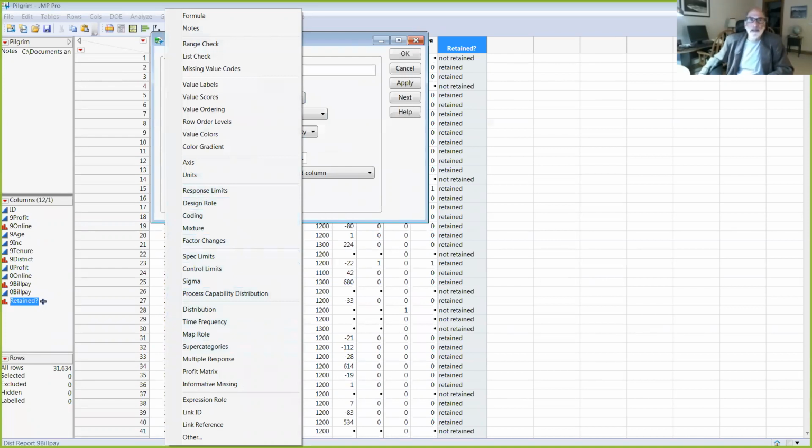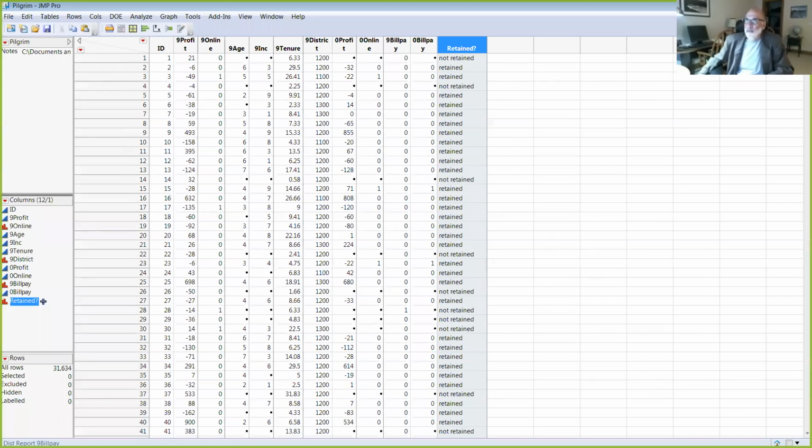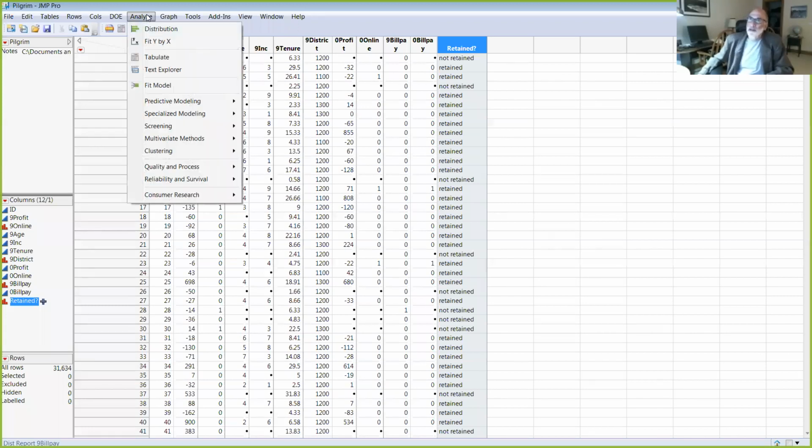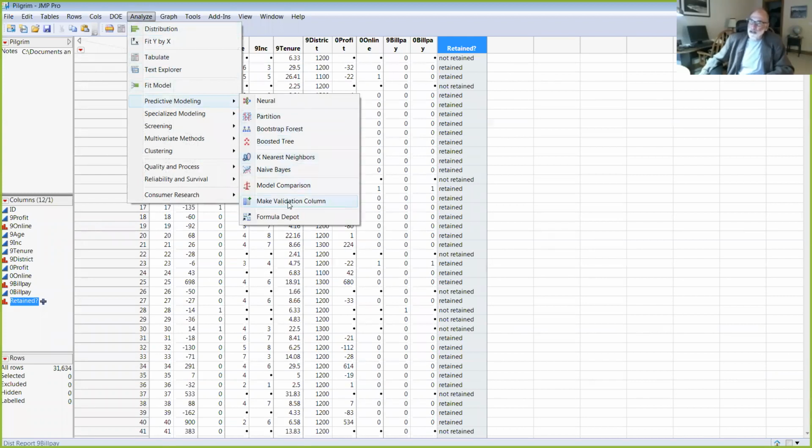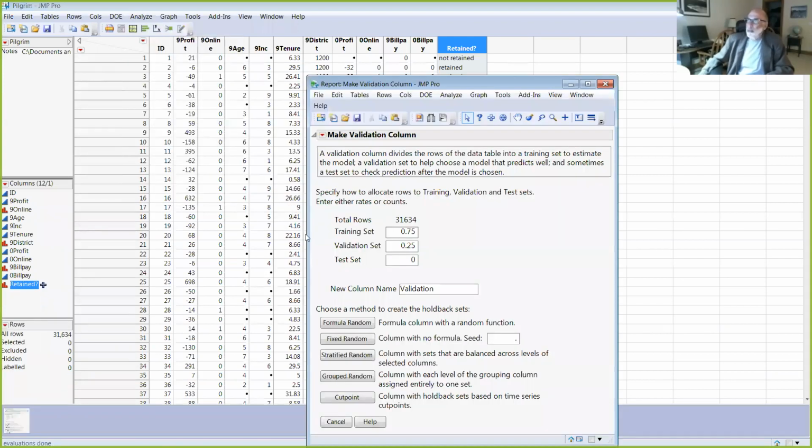Hold on a second here. I forgot for a moment where they put it. The validation column: you go ahead to Analyze, to Predictive Modeling, and it says Make Validation Column. And we'll accept the defaults here. Usually 25 or 30% is set as the validation set.